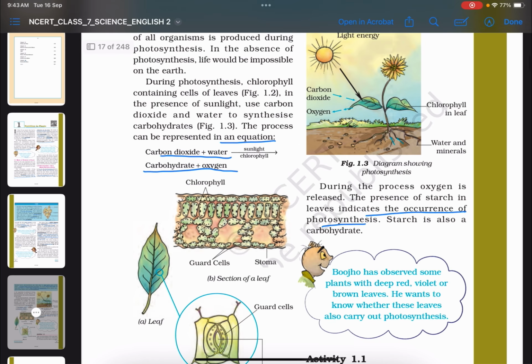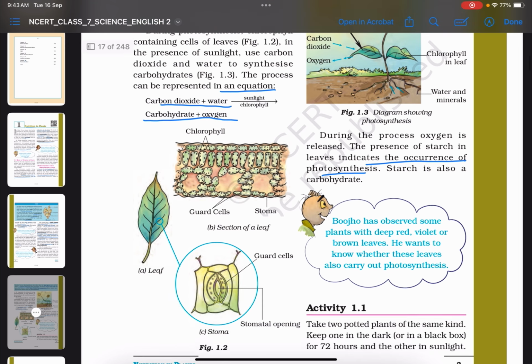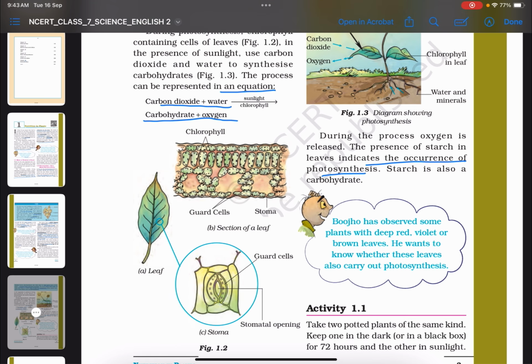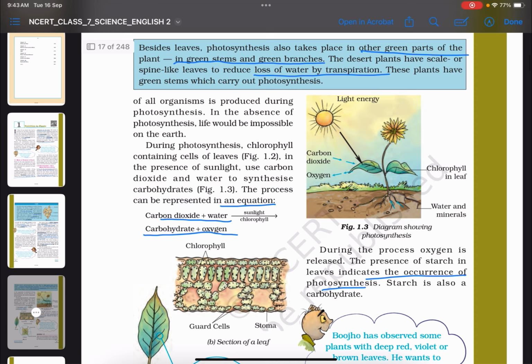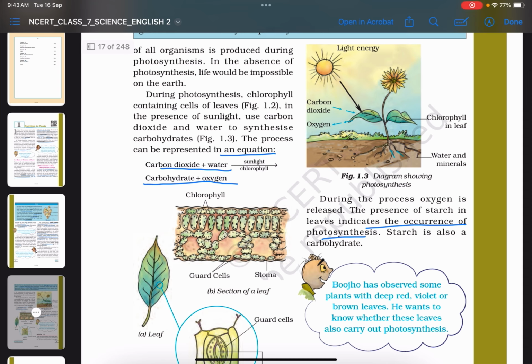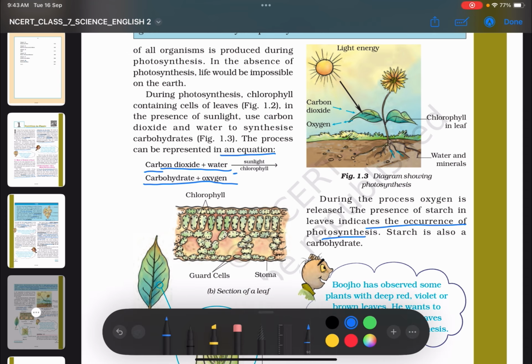During photosynthesis, chlorophyll containing cells of leaves, as you can see in figure 1.2, in the presence of sunlight, use carbon dioxide and water to synthesize carbohydrates, as you can see in figure 1.3. The process can be represented in an equation, which is here. Carbon dioxide plus water, in the presence of sunlight and chlorophyll, produces carbohydrate plus oxygen.